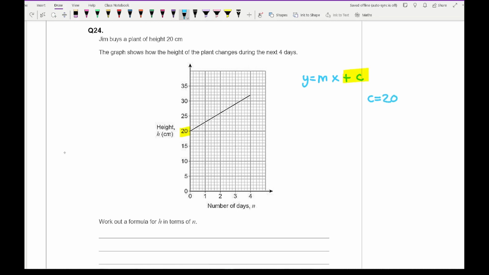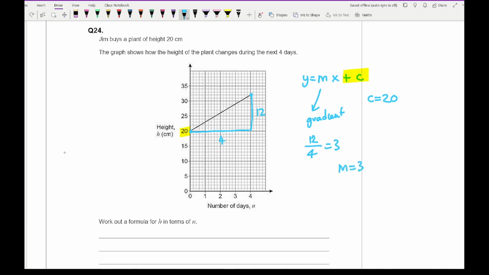So the next thing for me then to do is to work out m, which is the gradient. Now to work out the gradient, all I need to do is pick two nice coordinates. Actually, there aren't any nice coordinates in this, so I draw a right angle triangle. I then work out the height. So here this is going to have a base of 4, and the height is going from 20 to what I make out to be 32. So it's going to be 12. So then here the gradient is going to be 12 over 4, which is 3. So the gradient m equals 3.